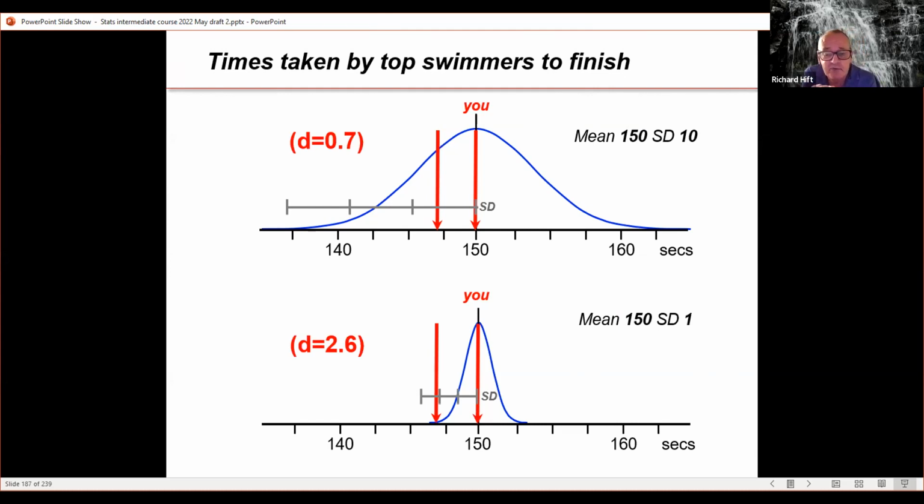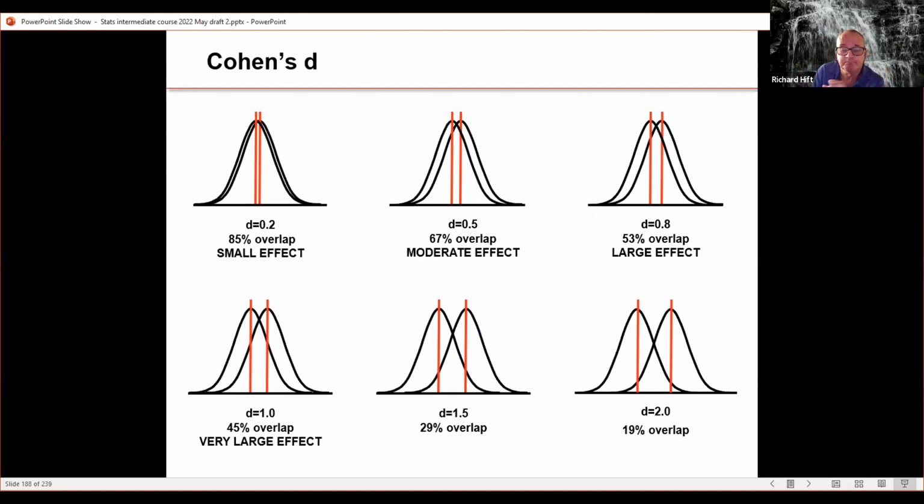So there's a very big Cohen's d at the bottom and a much smaller Cohen's d at the top. So again, Cohen's d has taken into account both the difference and the standard deviation, and it's shown that in the second situation, the effect is much more important, larger than it is in the first case. So these are practical examples of Cohen's d.